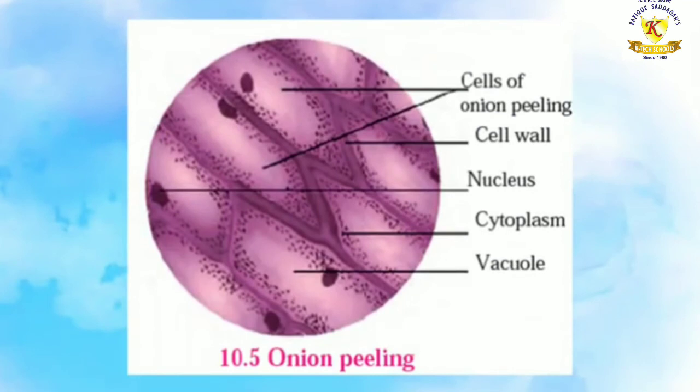Now here we can see an onion peeling. If we observe this onion peeling under the microscope, we can see the cells of onion peeling. We can also observe the cell wall, nucleus, cytoplasm and vacuole. So this is the picture which is present on page number 69 of our textbook.